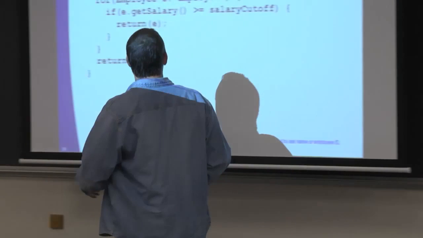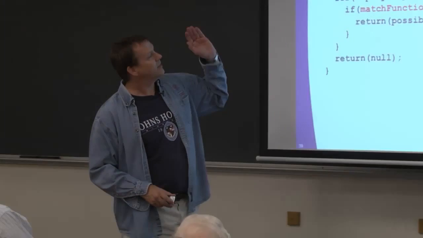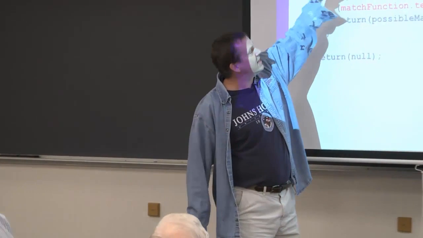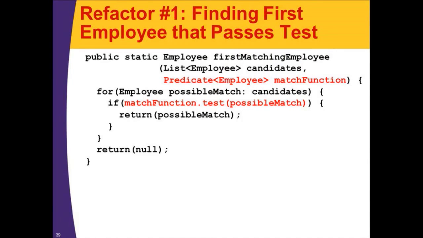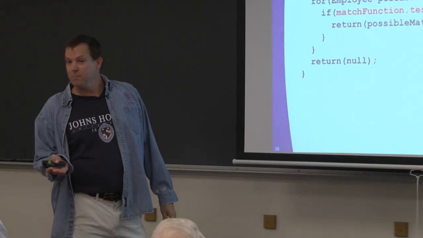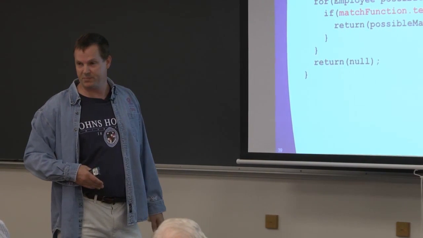So can we do better? And the answer is yes. Pass in a list of employees and pass in a test function, and return the first one that passes the test function. Okay, it's a very natural idea, and you could have done that in Java 7 too. But the calling code would have been long and cumbersome. That's the problem.